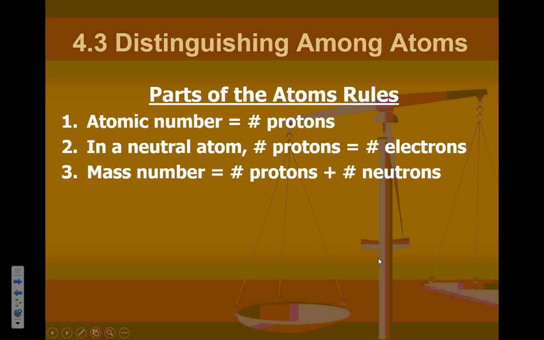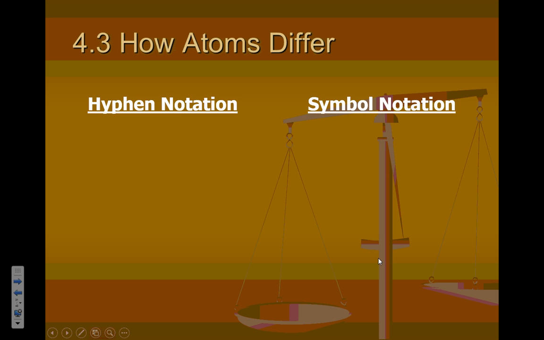And now remember also, in a neutral atom, the number of protons equals the number of electrons. And unless we have an ion, we always have neutral atoms. And then finally, the mass number equals the number of protons plus the number of neutrons. Those are three key important ideas for when we are looking at parts of an atom.